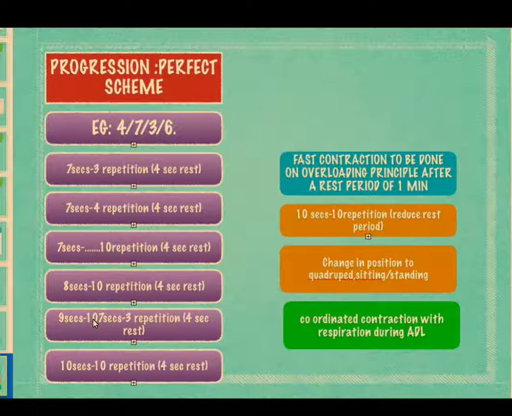Then fast contraction to be done on the overload principle after a rest period of 1 minute. 10 seconds 10 repetitions, reduce rest period. Change in position to quadruped, sitting and standing to progress. Coordinated contraction with respiration during activities of daily living.